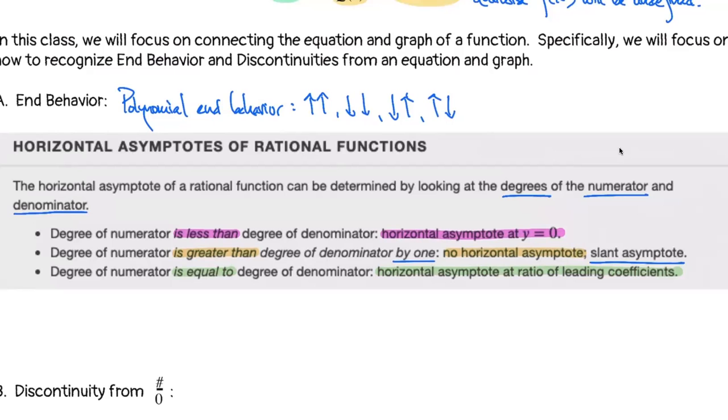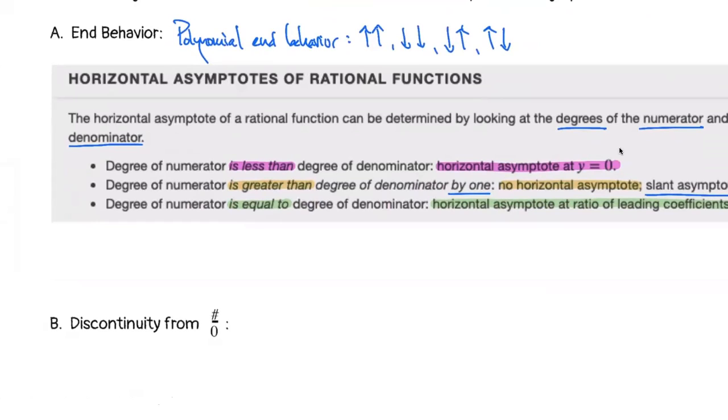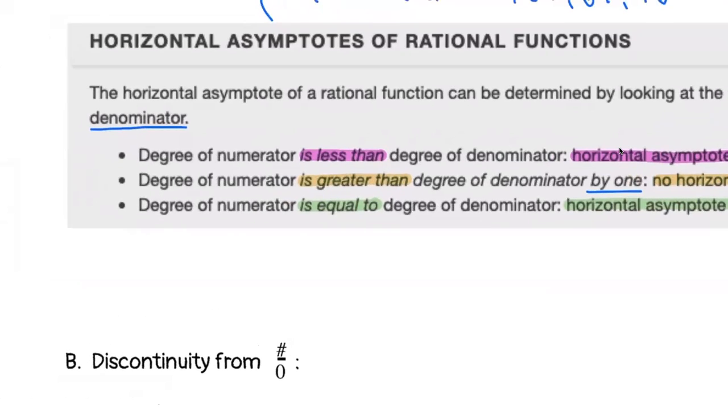Okay. And so what I want to do right now is just walk through maybe like 3 quick examples, so you can practice telling me, is the degree of the numerator less than, greater than, or equal to the degree of the denominator? Okay. So we'll squeeze these in right here. Let's take a look at an example right here.